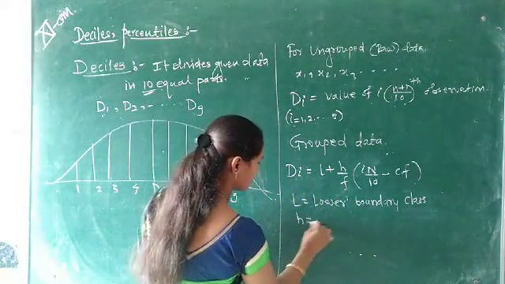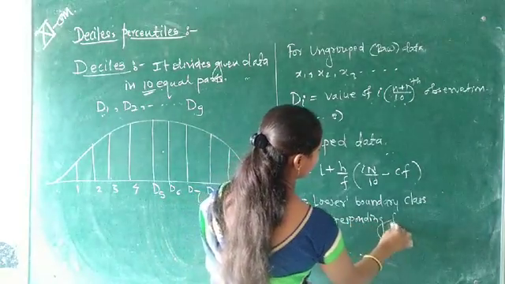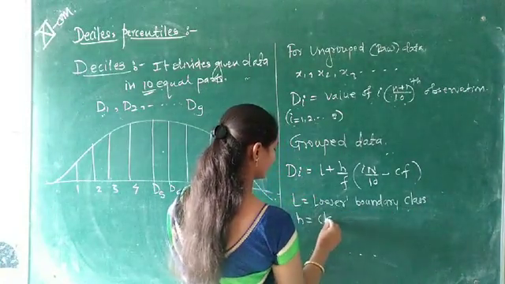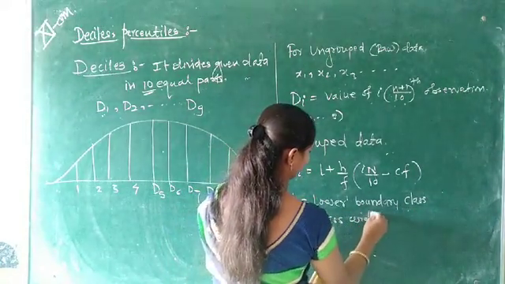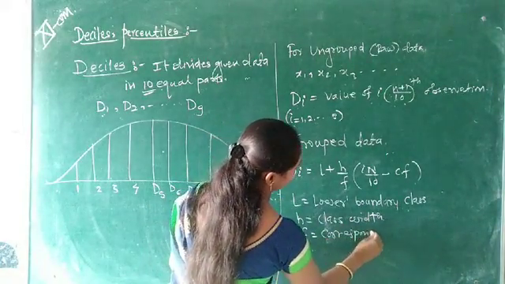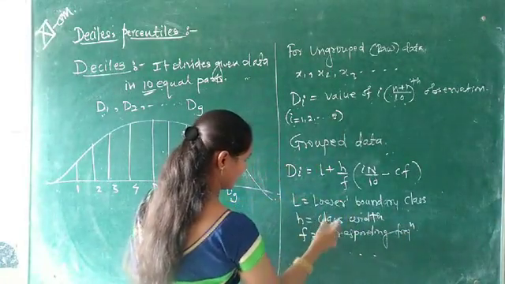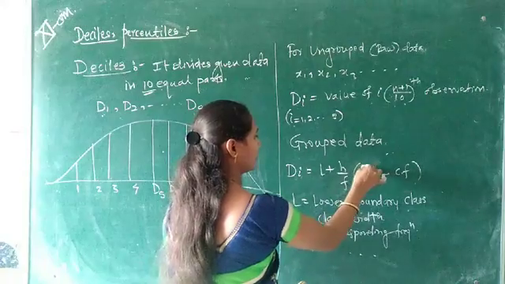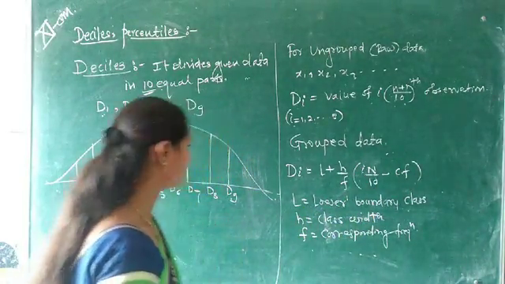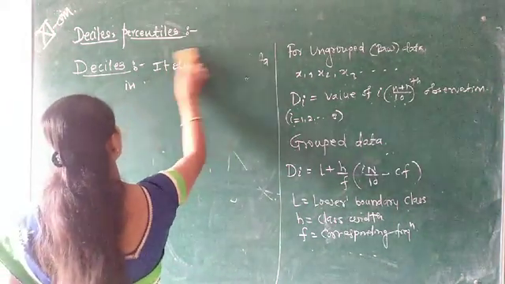Next, h is the class width. f is the corresponding frequency. N upon 10 is the value by which we find the class. And CF means the cumulative frequency of the class preceding it. This is for deciles. Now we have to take the next point, that is percentiles.